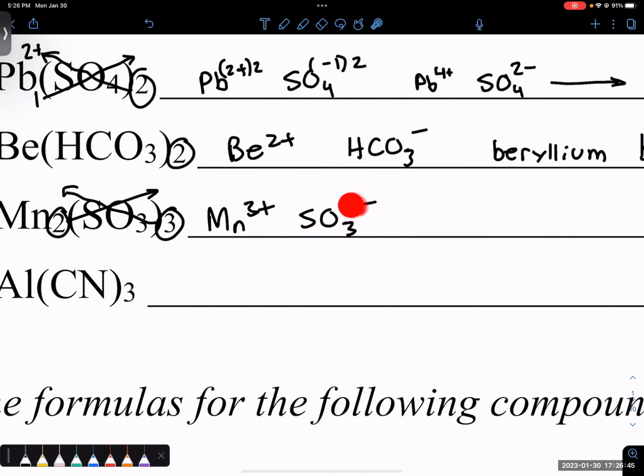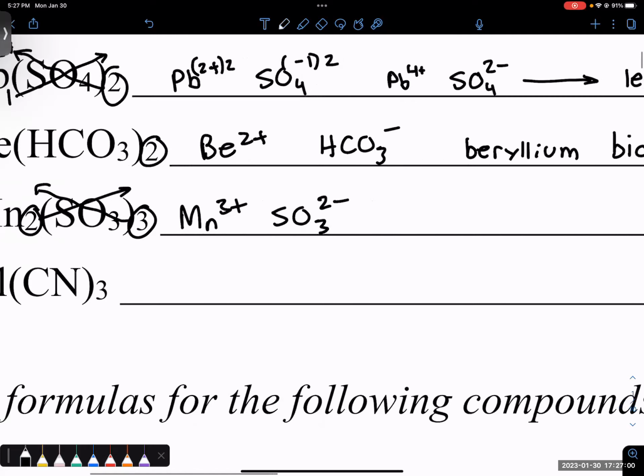2 minus, right? So sulfite should have a charge of 2 minus, and look, after a reverse crisscross, it has a charge of 2 minus, which means all the charges are perfect. That means this one has a 3 plus charge. We don't need to do any multiplying like we did up here. We can just write the name out.